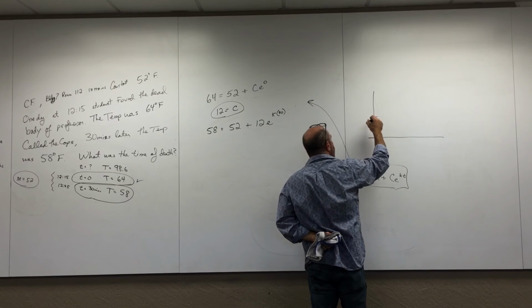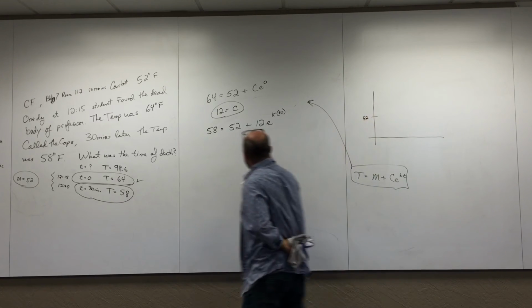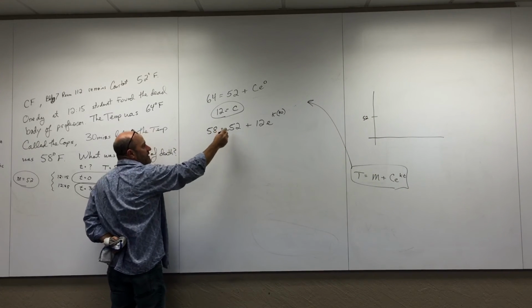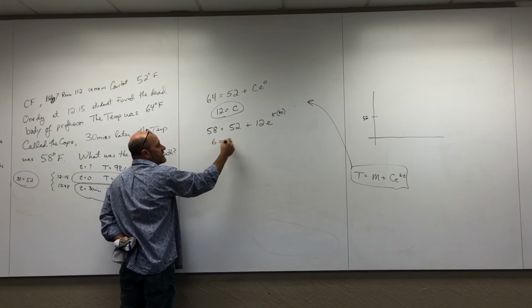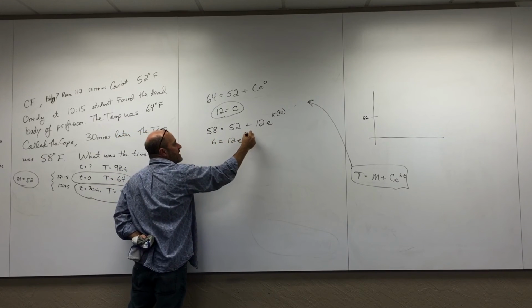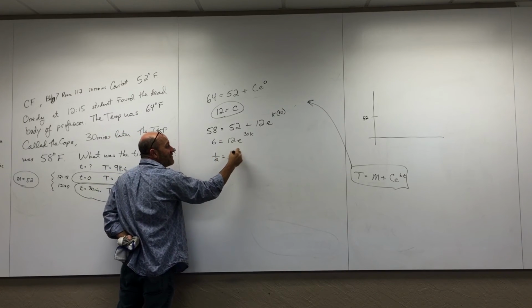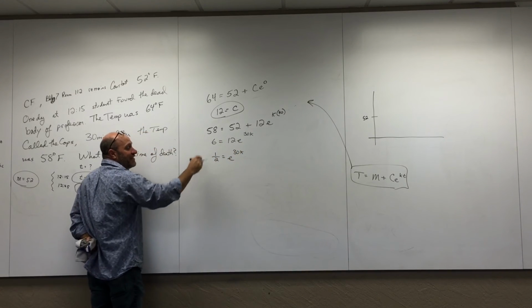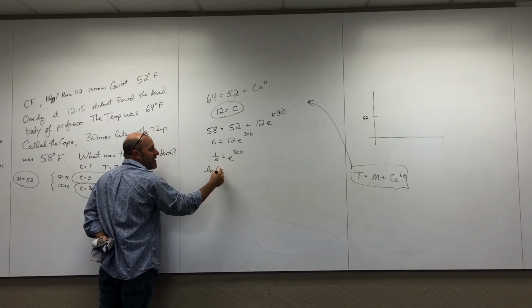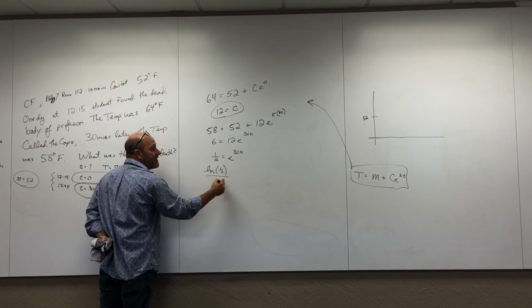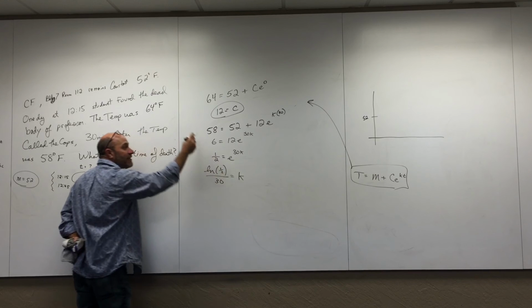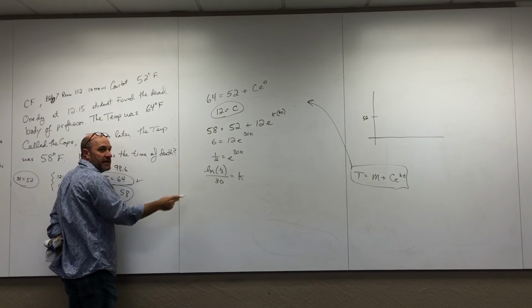K is equal to ln(1/2) over 30. All right, let me see. I'm going to subtract this. Subtract the 52, that's a 6, equals 12e^(30K). He divided by 12 and got a half. That's interesting, after we were dealing with all those half-lives. And then you take the log of a half and you divide by 30, and that's K. Just did some very quick algebra to get K.